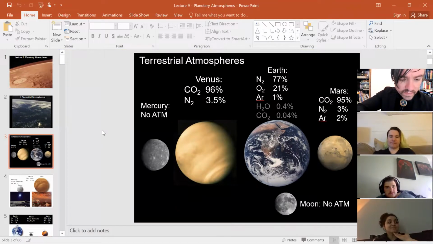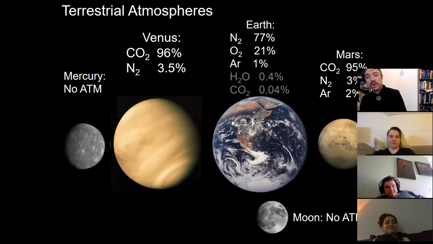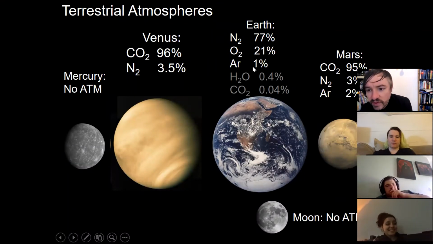Function F5.3. So what we want to do is ignore Mercury and the Moon.